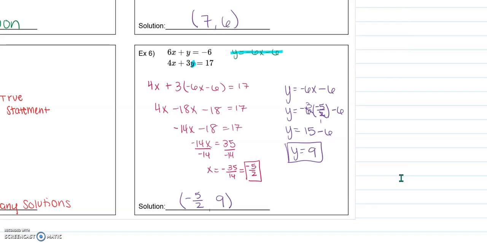Here is example 6. If you got a fraction for your x value, that is okay. It was negative 5 over 2, 9. Again, pause the screen to see if you need to check your work any. Double check your fractions and your fractional operations. And if you need to rewatch any part of this video, go ahead and rewatch.